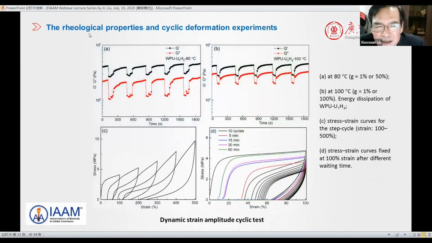So this is the rheology properties of the cyclic deformation experiments. So it is cyclic deformation. We can see the dynamic strength, the empty cycle test.